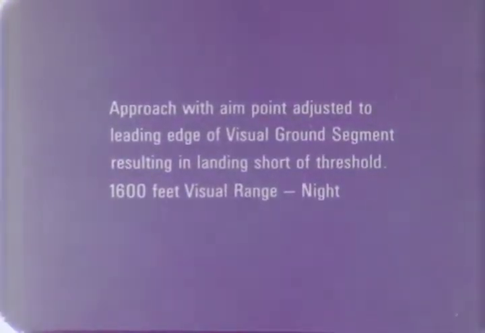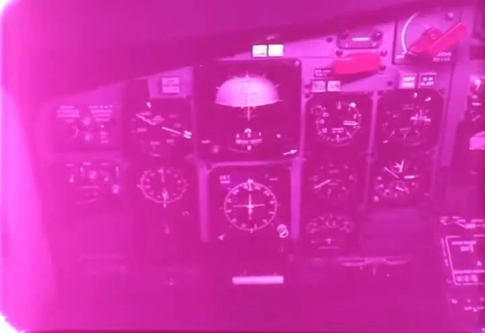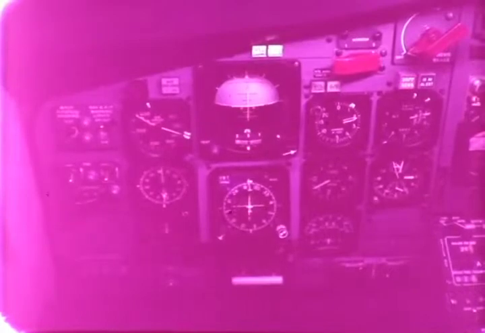Approach with aim point adjusted to leading edge of the visual ground segment, resulting in landing short of threshold. 1,600 feet visual range, night. On this approach, the autopilot will be turned off at the first visual cues at about 170 feet. 200 feet above minimums, checking for lights, nothing. Coming up on 100 feet above decision height, again we check for lights. There are the approach lights, autopilot off.